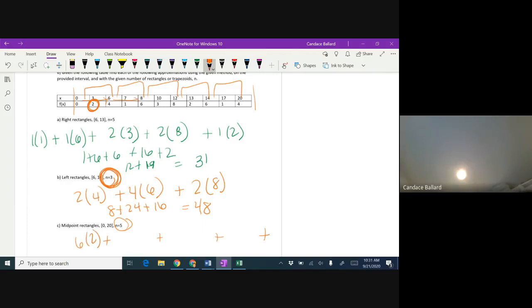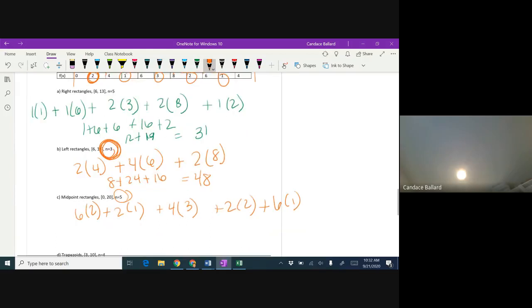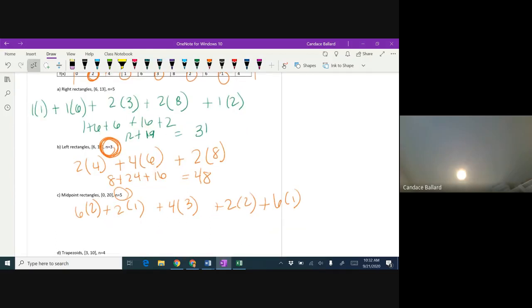My next distance in between is 2. My height is 1. My next distance in between is 4. My height is 3. My next distance in between looks like 2. My height is 2. My final distance in between is 6, and my height is 1. All right, let's see how my arithmetic is this time. So I've got 12 plus 2 plus 12 plus 4 plus 6.